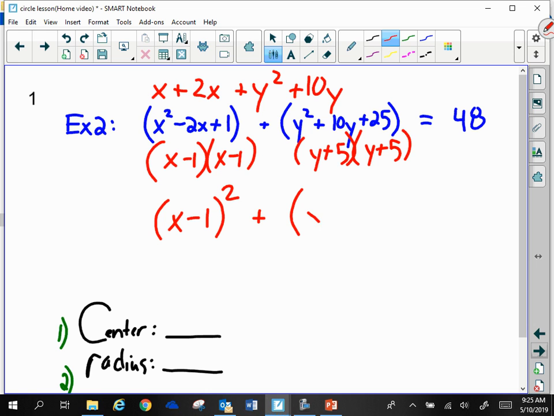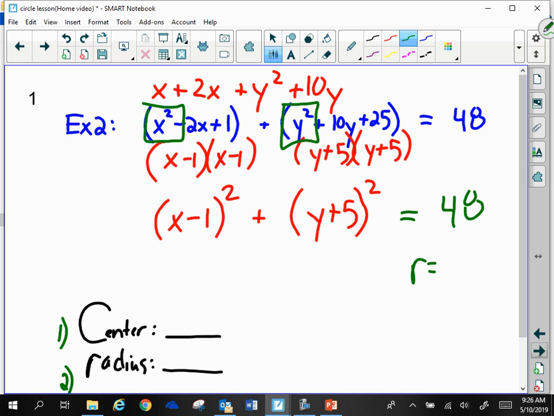Now I see that there are 2 squared terms. There were 2 squared terms before, so we knew it was a circle, not a parabola. When you first looked at it, you thought, what's this thing going to turn out to be? But now it's a circle again with a radius that's the square root of 48. So our center is at 1 comma negative 5.